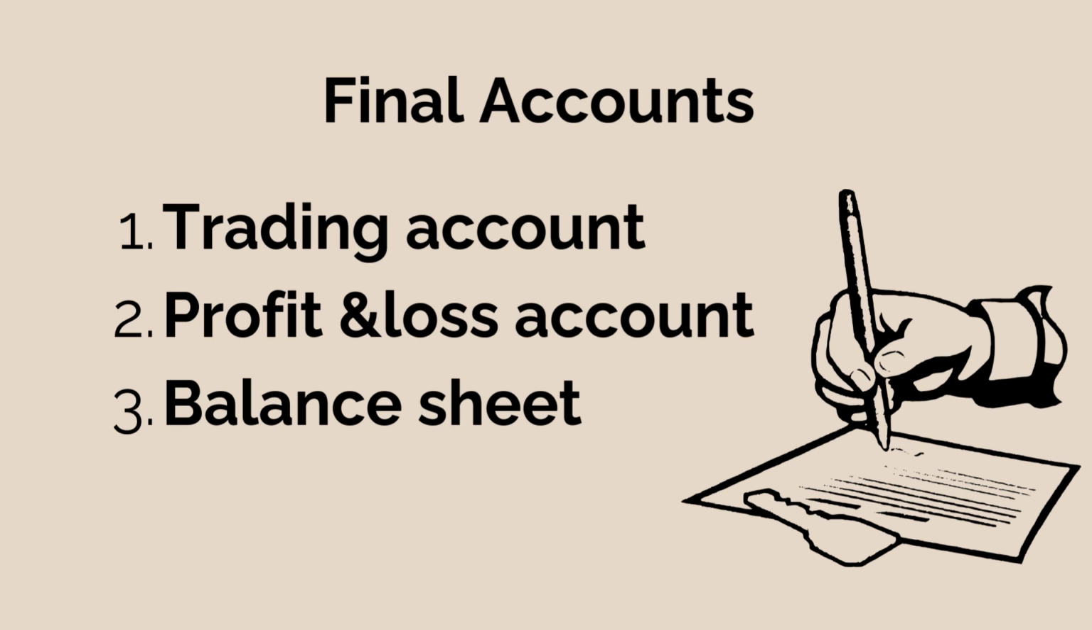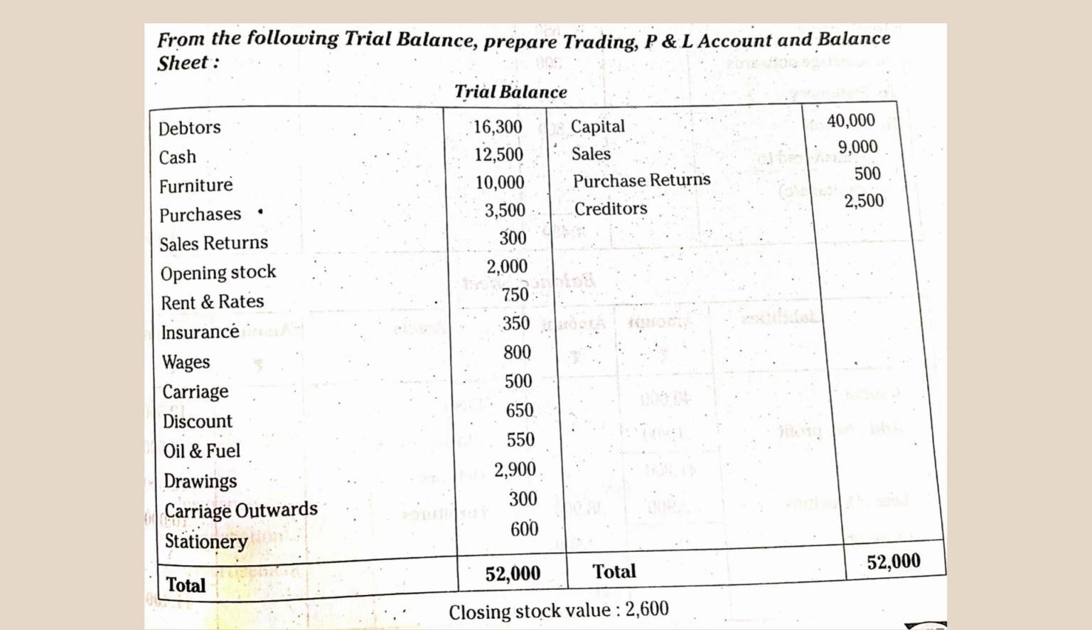Now let's begin with the session, final accounts. Final accounts are categorized in three sections, that is trading account, profit and loss account and balance sheet. Therefore, in this video, we are going to do final accounts, a combination of all these three. Now, let's see the question.